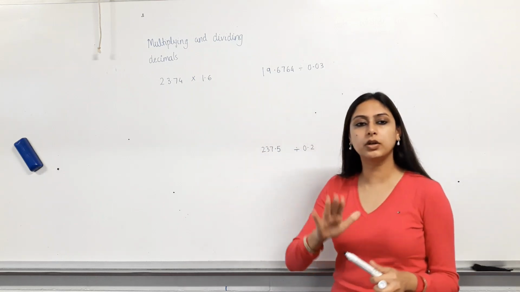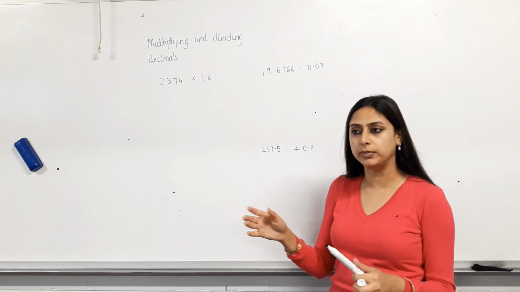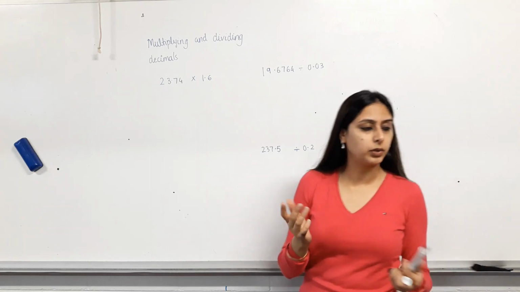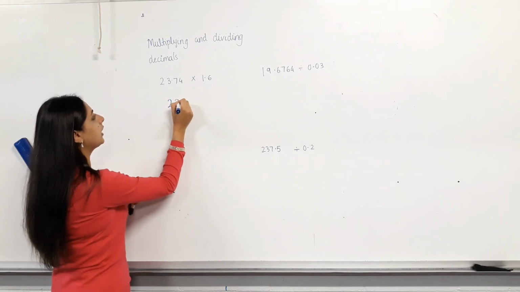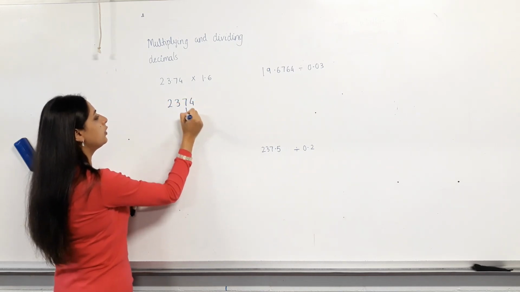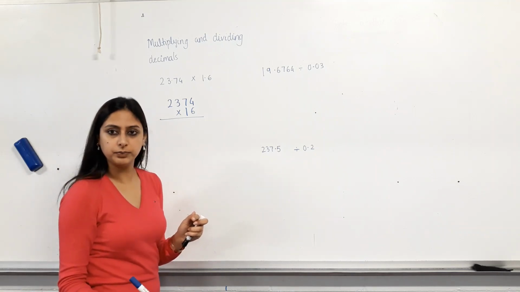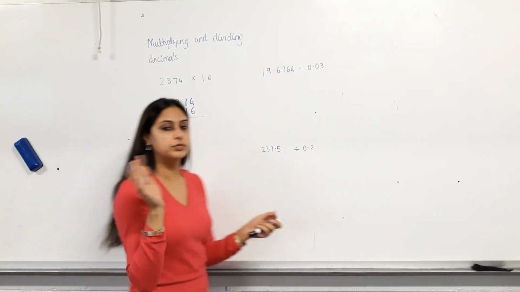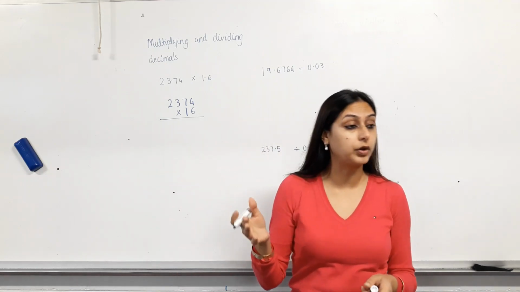Excellent. So first we ignore the decimals and multiply these two numbers as if they are whole numbers. Can I do that? I can do whatever I want. Okay, so I'm going to multiply 2374 times 16. Can I do that? Yes. Now, I've just gotten rid of the decimal altogether. However, we have not forgotten about it.